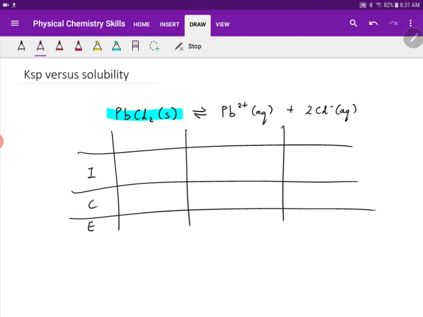So let's start with a certain amount of solid that is dissolved. We have an initial amount of 0 when we first add this piece of solid into water. It hasn't started dissolving yet, so it will be 0 and 0 over here. Since this is a solid, I'm not interested in what happens here. As it dissolves, I will get plus x: some Pb2+, and plus 2x of Cl-. At the end, I have x and 2x here.